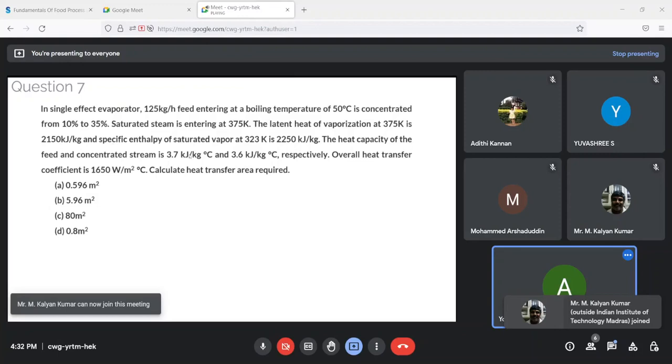The specific enthalpy of the saturated vapor at 323 Kelvin is 2250 kilojoule per kg. The heat capacity of the feed and the concentrated stream is 3.7 and 3.6 kilojoule per kg degree Celsius respectively. The overall heat transfer coefficient is given as 1650 watt per meter square degree Celsius. We need to find out the heat transfer area.